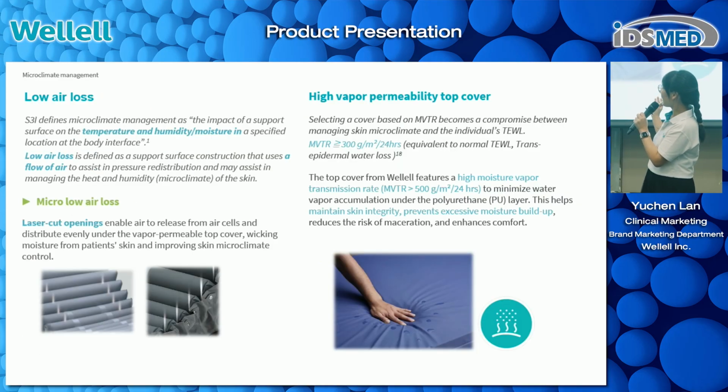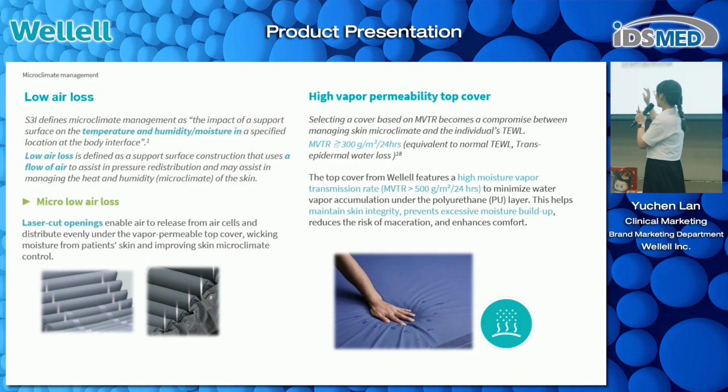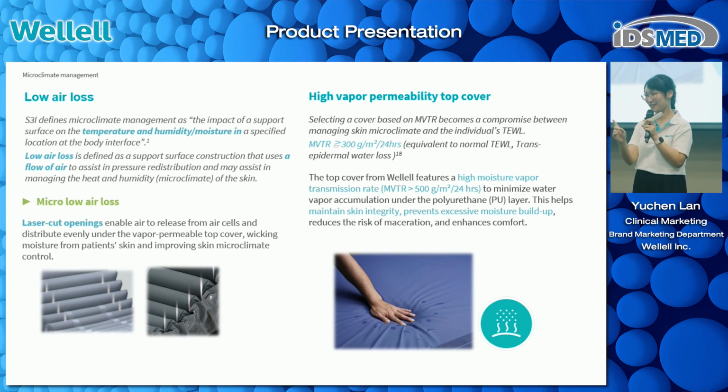Okay, others like microclimate management. Generally, for the mattress, we have two functions to assist microclimate management. The first one is called low air loss. With low air loss, you can see sometimes the laser cuttings are at the air cell part. Sometimes the laser cuttings are at the side tube. So you will see some small cuttings, and you could try to find them later. Then some air could come out and help to regulate the microclimate inside the mattress.